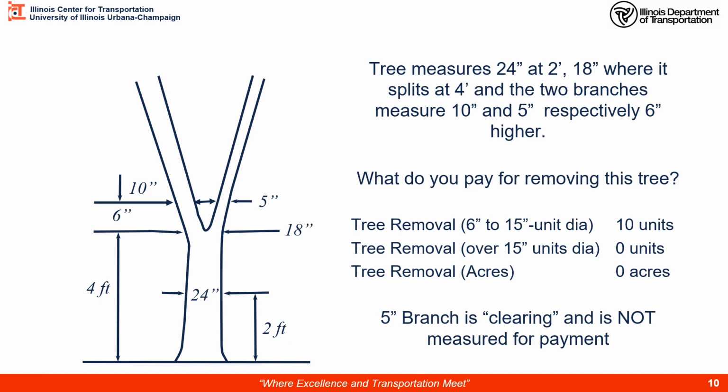For those interested in IDOT history, over time there's been a variety of specifications on how far to measure up. Many years ago it was initially 2 feet, and in the case of this tree example, that would have been 24-inch diameters. Then at some point in time it was made 4 feet, which would have gotten you 18. And then more recently, the current specification is 4.5 feet. So you have a 10 and a 5. The 5 is under the 6, only record the 10. So that's what you would pay for this particular tree removal, is a 10.